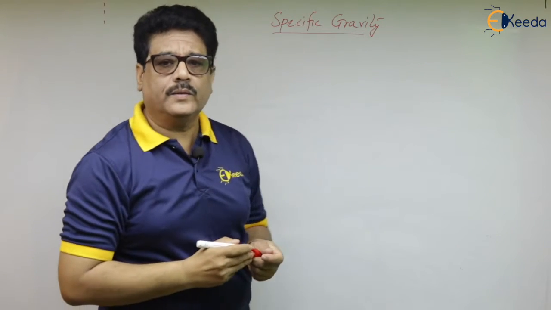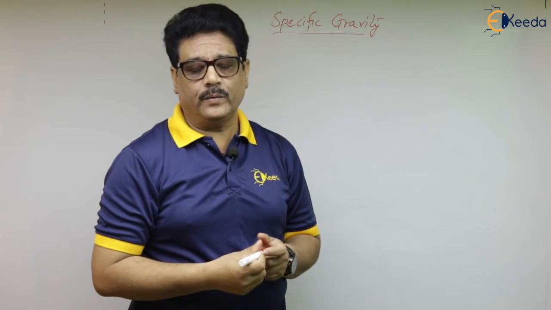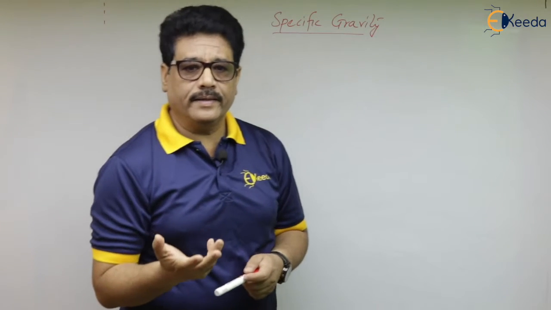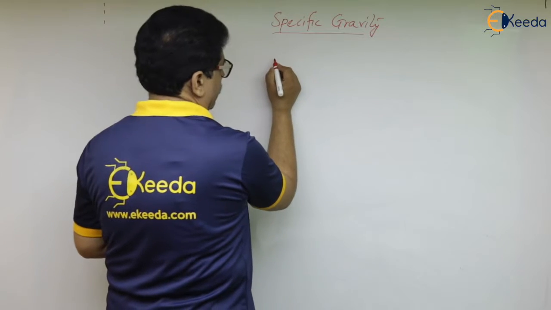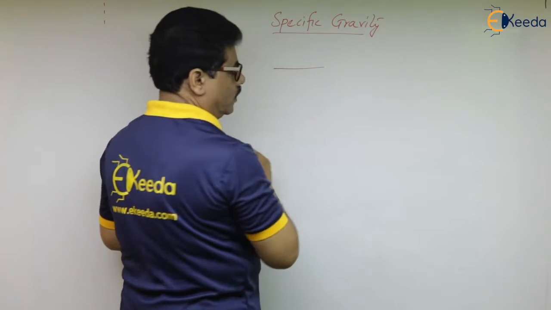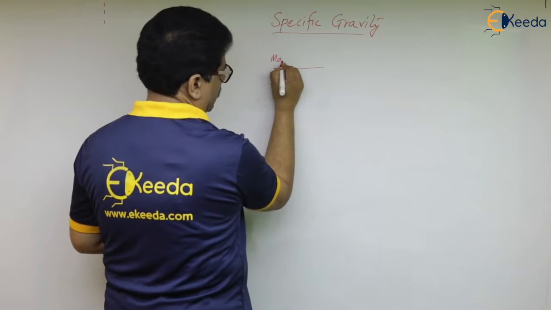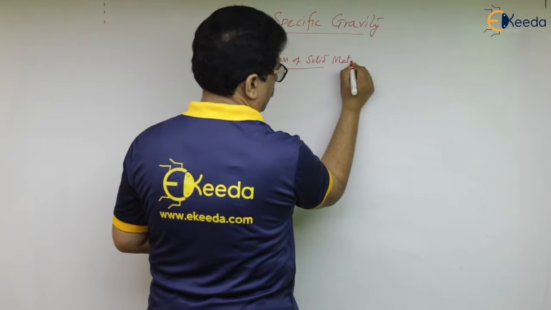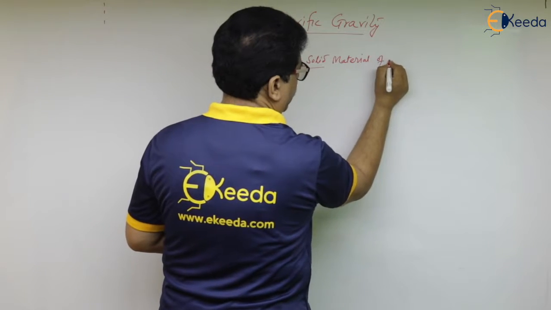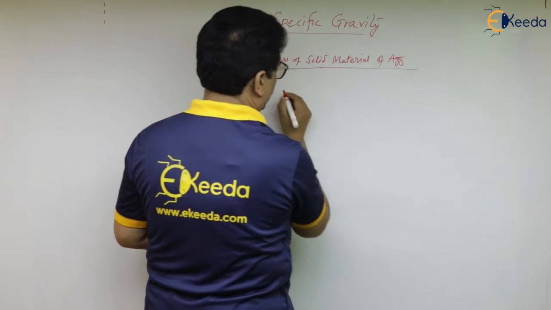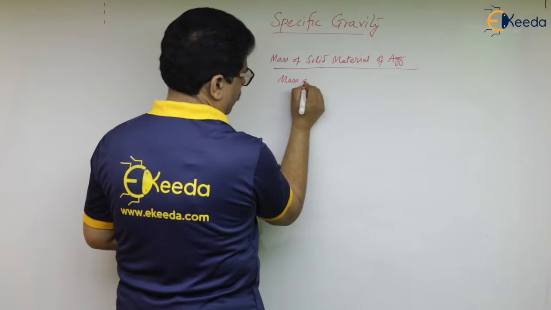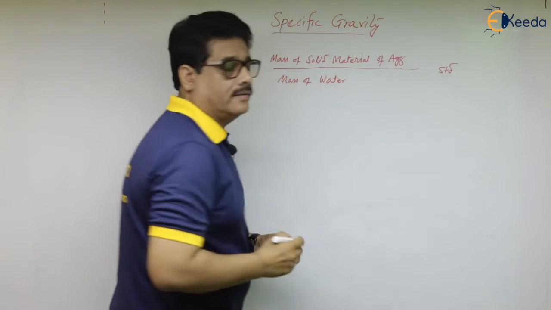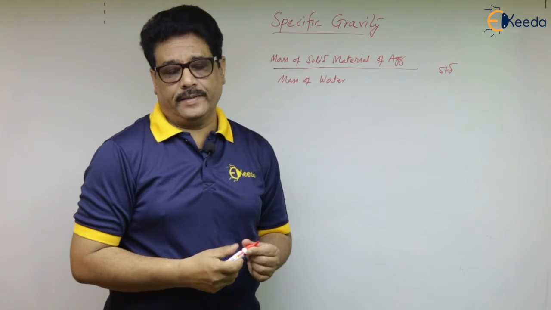Now this is also a very important property of aggregates. We have to find out the specific gravity of the given aggregates. The specific gravity, as you all know, is the ratio of mass of solid material of aggregates to the mass of water in standard conditions. This is the specific gravity.